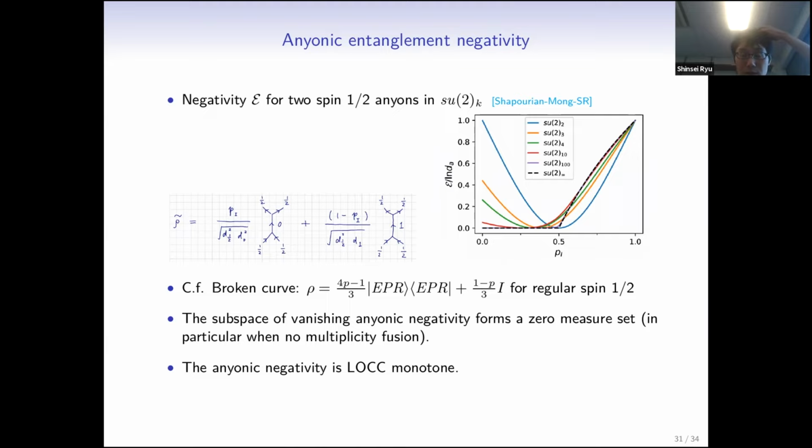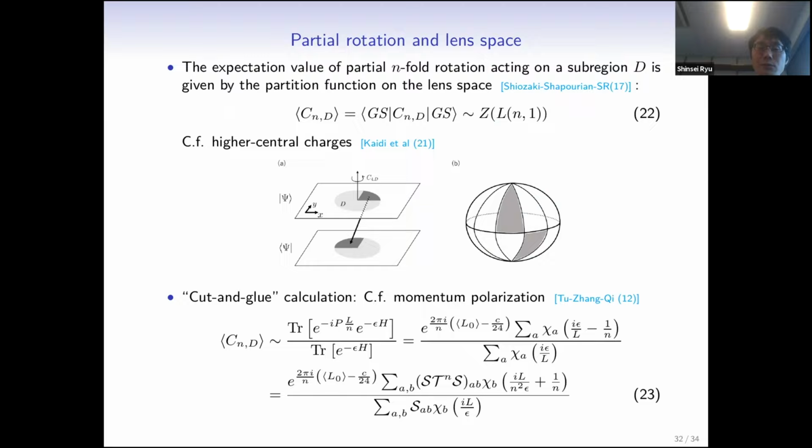Good. So that's all I want to say for partial transpose. So we discussed partial trace for entanglement entropy. We discussed the partial transpose for entanglement negativity. And this somehow gives us hints that partial operations defined for a particular part of the total system seem to be very, very important operations. So I want to give you one more example: now I'm going to talk about partial rotation.